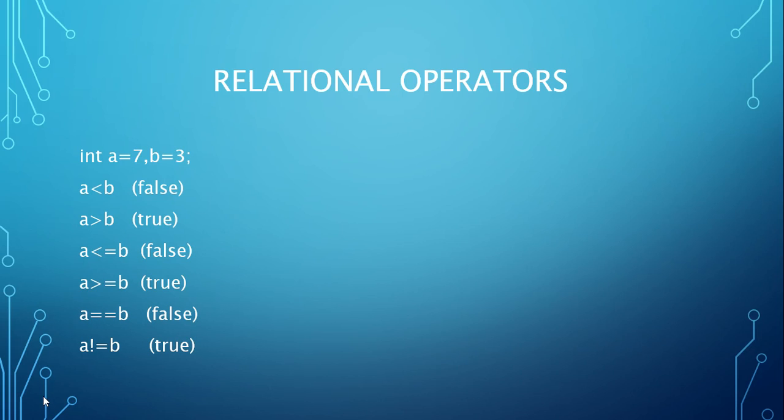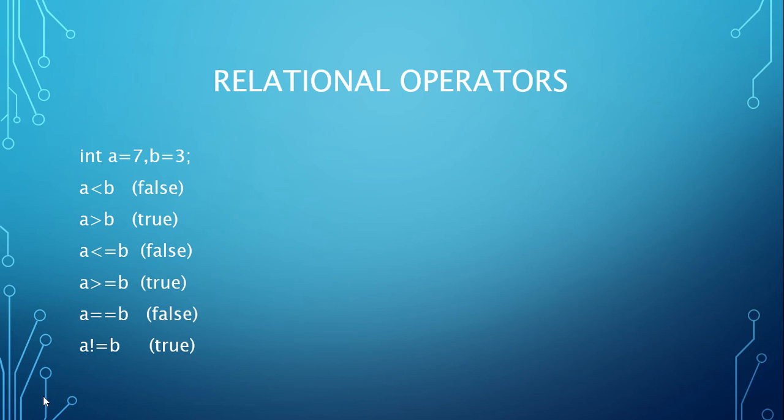My third comparison is the value of A less than or equal to B? Since the value of A is not less than nor is it equal to B, it is giving me the answer as false. My fourth comparison is the value of A greater than or equal to B? My value of A is 7, which is definitely greater than the value of B, so it is giving me the answer as true. My next comparison is the value of A equal to B? That is not, so it is returning the value as false.